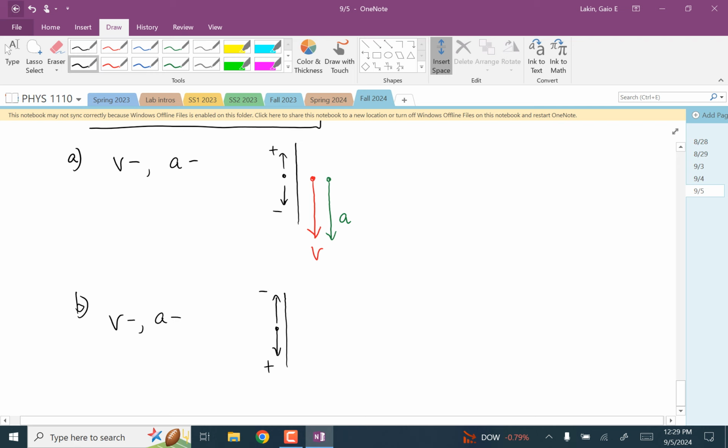And so now, according to this graph, which way is the velocity pointing, up or down? Up. Up, that's right. And which way is the acceleration pointing? Also up, yep.